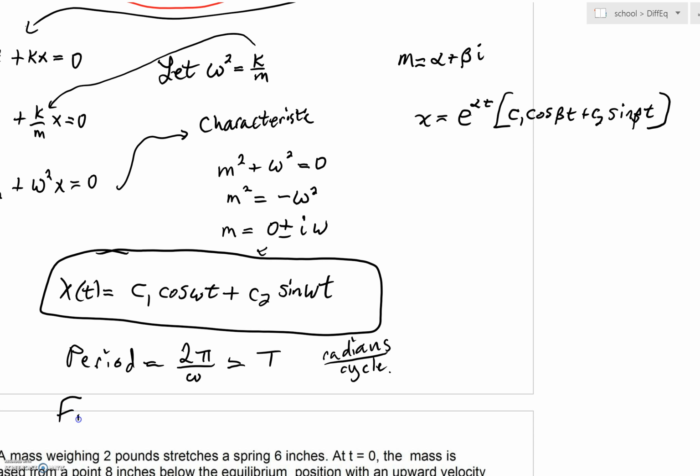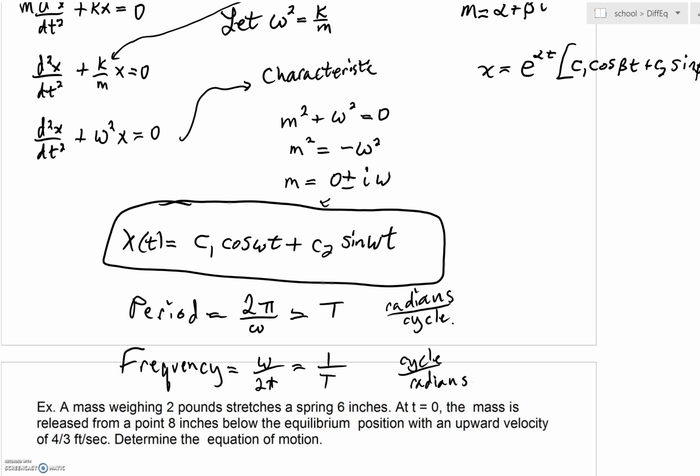As we go ahead and take a look at the flip, the frequency would be omega all over 2 pi. That would be 1 over T. And that would be a cycle per radian. And sometimes it's more helpful to think about a problem in that context of saying it would be one cycle per so many radians. We're going to leave off here. This was our introduction. We're going to do one problem in our next video where we actually put this all together and see how it all works out.